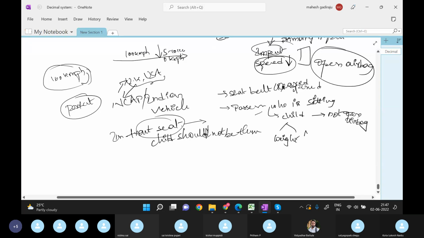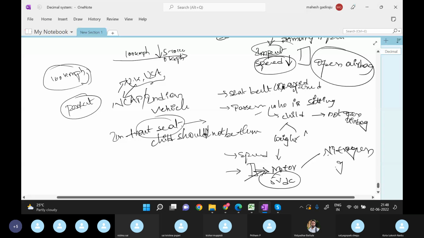So the system will check the passenger seat belt, whether anyone is sitting there, and whether the speed has gradually come down. Then finally it will give a signal to a 5 volts DC motor. The microcontroller gives the signal to the motor, and the motor runs. When it runs, it automatically fills nitrogen gas into the airbags.